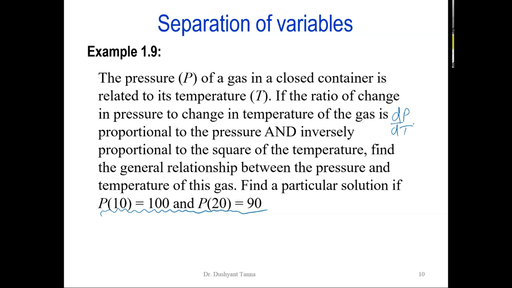Now that one is proportional to the pressure. It says further, and C is in capital, so can't miss that, inversely proportional to the square of the temperature. Inversely, so it will go in the denominator, the square of the temperature. You could have written it as two separate equations and then combined it.